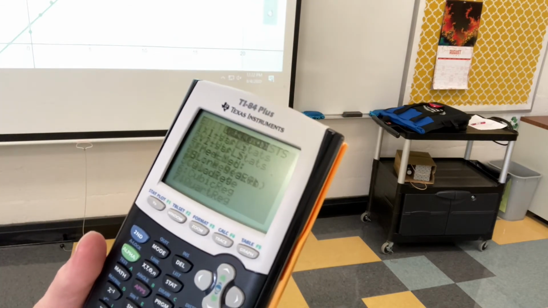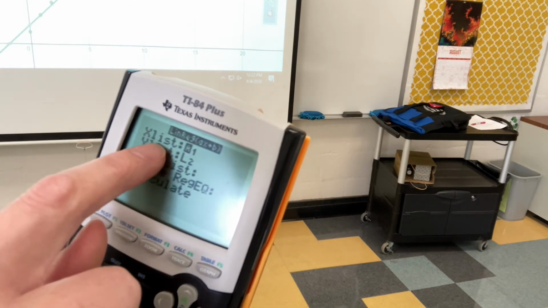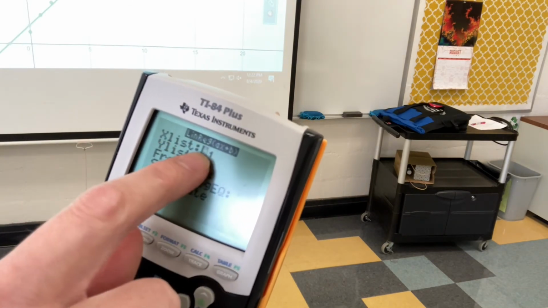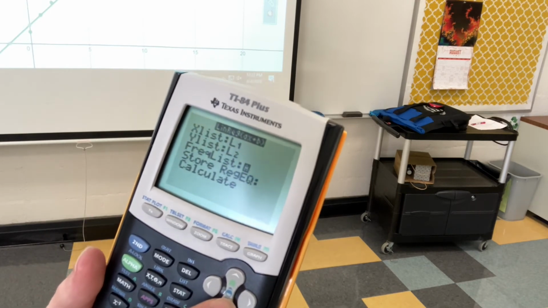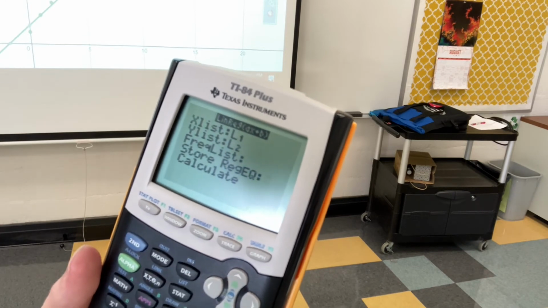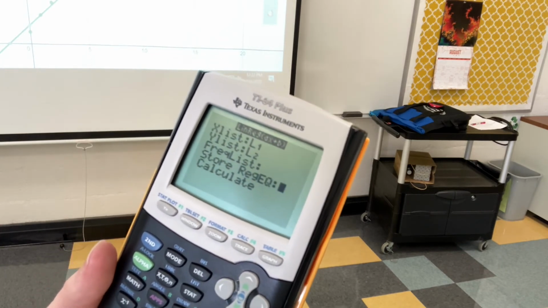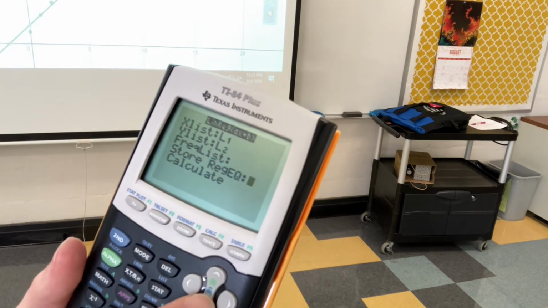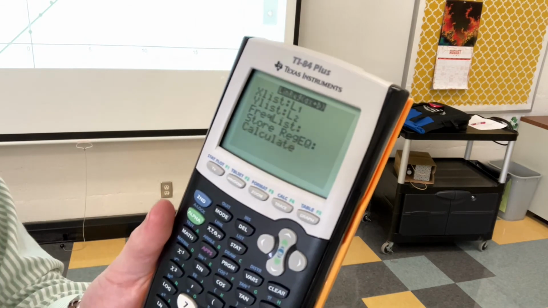So if you hit that button there, it's going to ask you a couple questions here. Did you put your X's in L1? Yes. Did you put your Y's in L2? Yes. We don't really need to do anything there. Let's skip the frequency list for now. You won't really use that in this situation. And then store reg equation. That's going to store the regression equation. We don't really need to do that yet. Maybe in a future course you might need to do that.